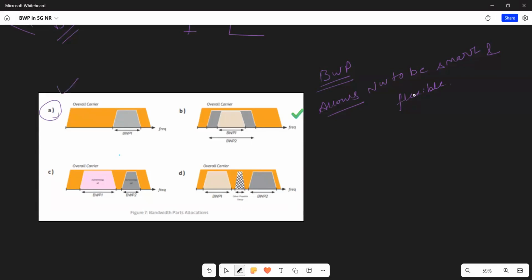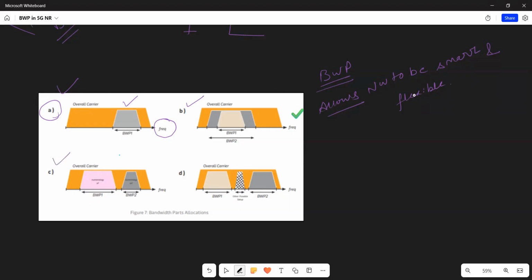Okay. So this is your overall carrier. Even though it is on the x-axis, you understand this is frequency. In the whole frequency, we have this small amount of BWP1, right? Only one segregation is there. Coming towards B, we have the overall carrier and two BWPs. BWP1 is the same as in the previous diagram A, and we have a much bigger BWP2 that also contains BWP1, right?